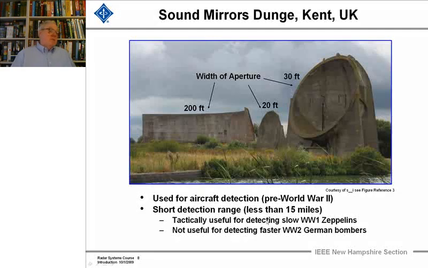Now, even during World War I, if you could hear a British Zeppelin, like a blimp, 15 miles away, it was only moving 10, 15, 20, 30 knots. It would give you some warning. But with faster World War II German bombers, these kinds of technologies just wouldn't cut it at all.